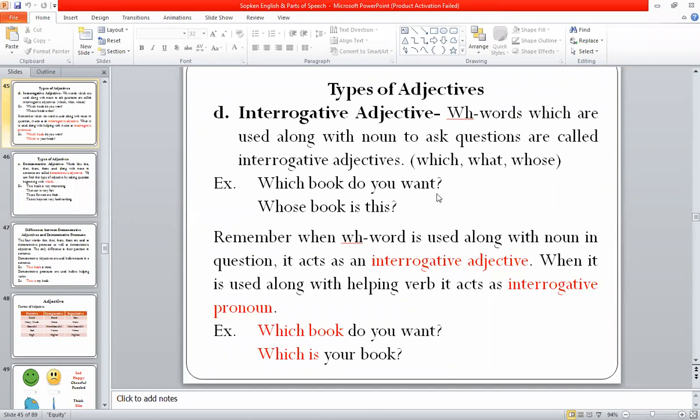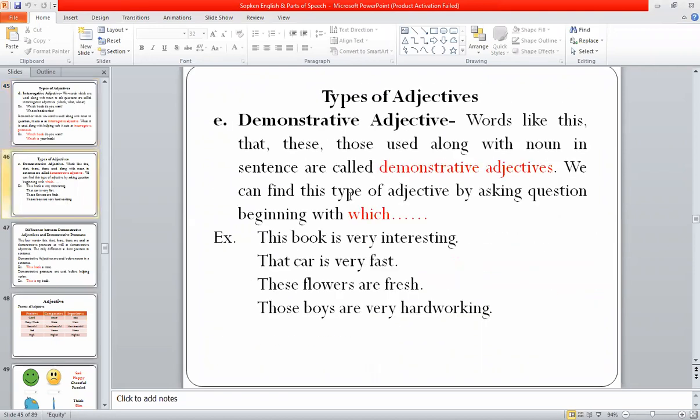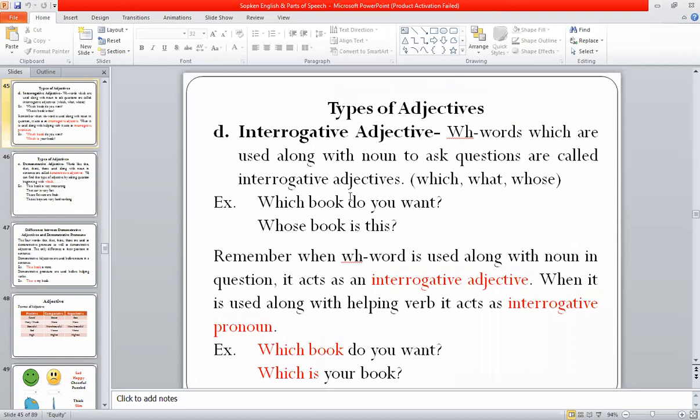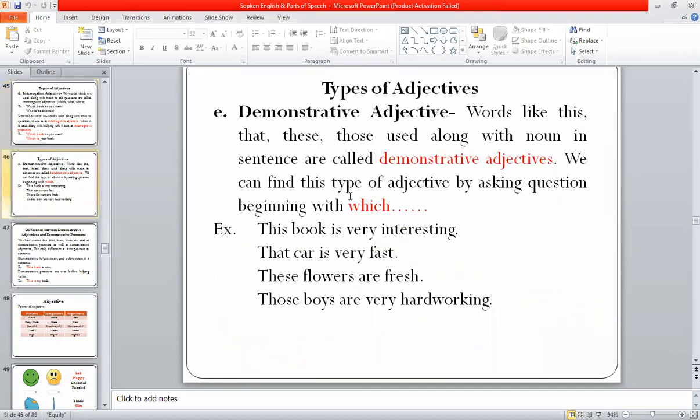Okay, so this is about the interrogative adjective. There is a difference between interrogative adjective and interrogative pronoun. Then the next type of adjective is demonstrative adjective. Okay, demonstrative adjective. So how to identify these?